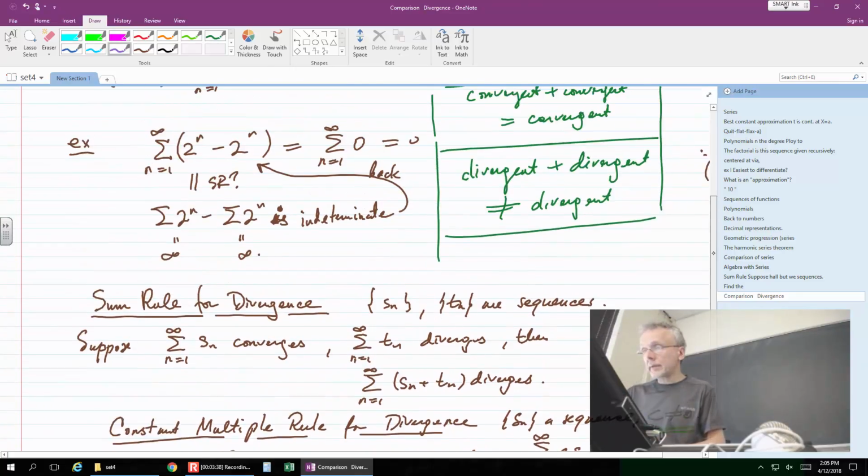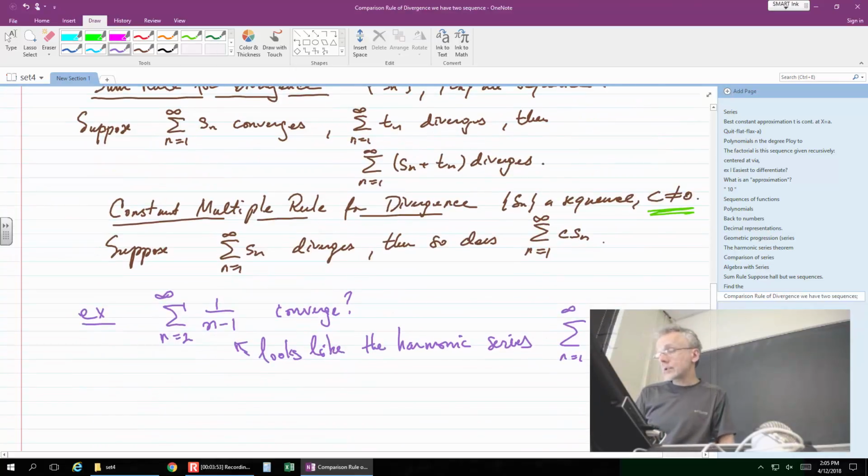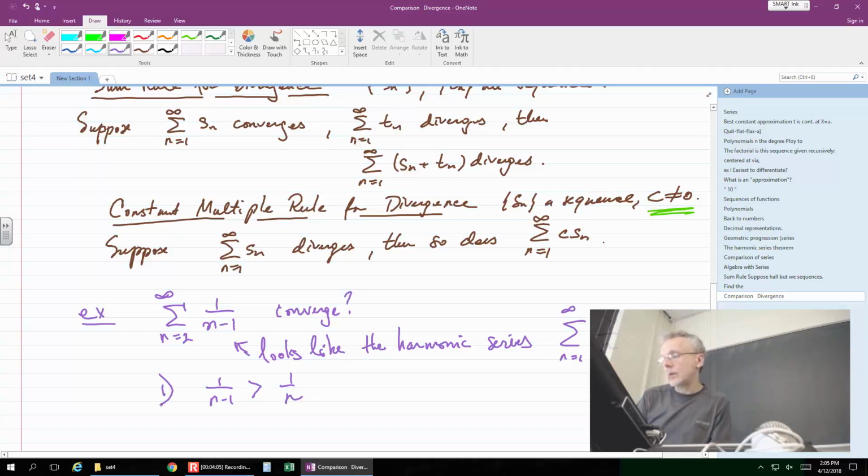Here the rule that I'm trying to apply is the comparison rule for divergence. We have three theorems for divergence: comparison, summation, and scalar multiplication. So you just discover that 1 over n minus 1 is larger than 1 over n. That's the first thing that we do in order to discover convergence or divergence of a series: find a familiar series whose behavior is known. The harmonic series is known to diverge.